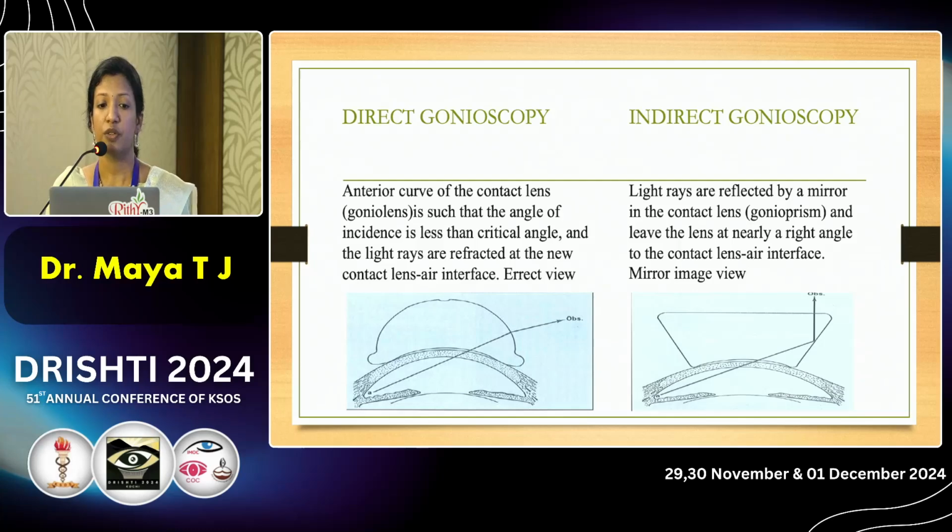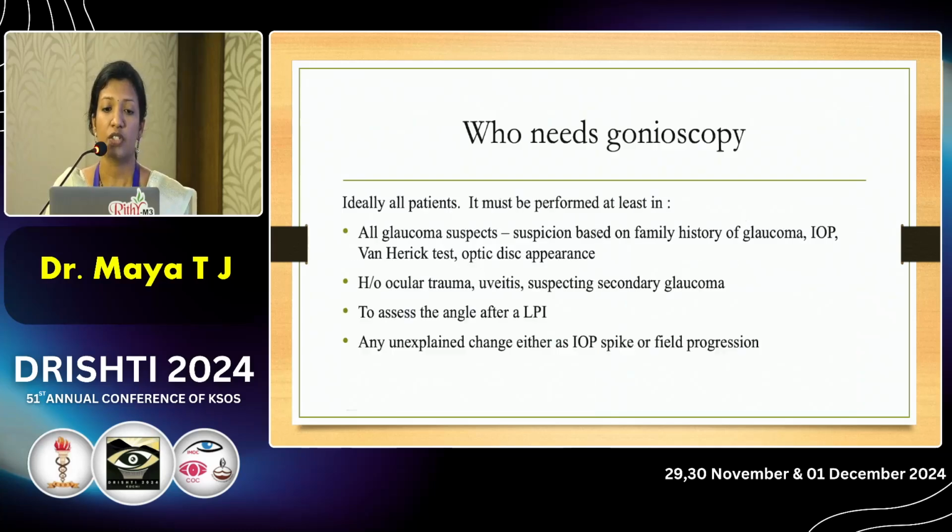Anterior curvature of the contact lens in direct gonioscopy is such that the angle of incidence is less than this critical angle and the light rays are refracted at the new contact lens air interface, and we get an erect image of the angle structures, and in indirect gonioscopy we get a mirror image of the angle structures.